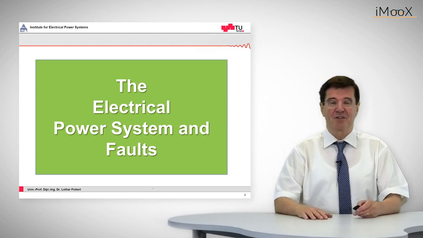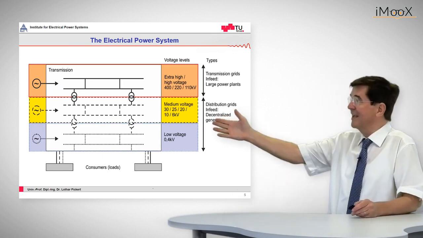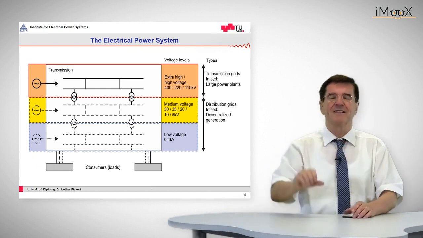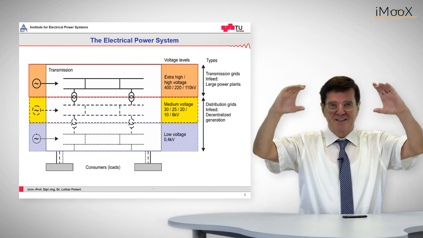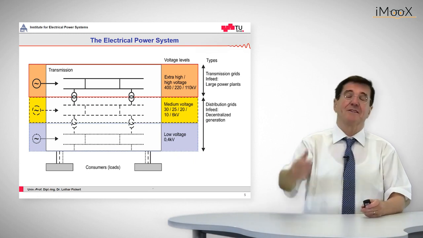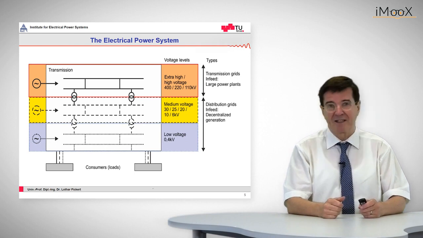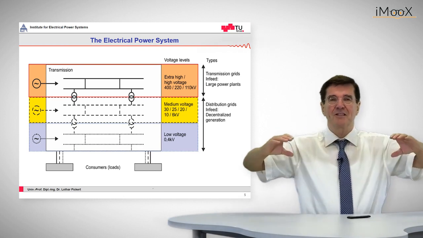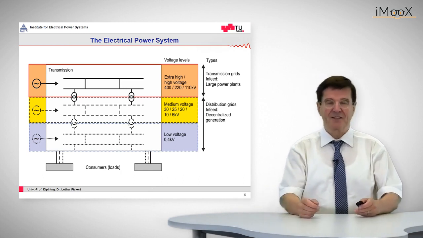First, let's talk about the electrical power system and the faults that may occur in such a system. The electrical power system, as we can see here, is made up of different layers, and they are rated according to their nominal voltage. The top layer is the transmission layer, usually 750 kV or 400 kV. Under it we have the sub-transmission layer, which is something like 110 or 132 kV. Below it is the medium voltage level, and then the low voltage level. That is where we, as consumers, take our electricity from.